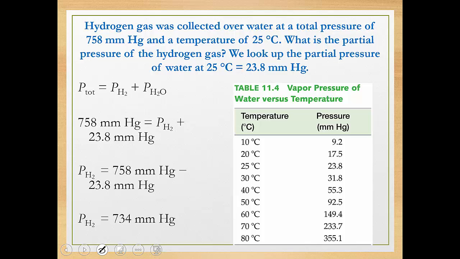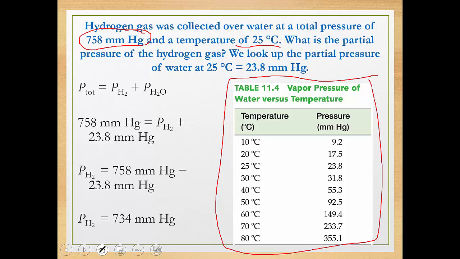All right, and let's say we have an example where we collect hydrogen gas over water that has a total pressure, so this is the water vapor and the hydrogen gas, 758 millimeters of mercury, and this is at a temperature of 25 degrees Celsius. We want to know what is the partial pressure of just the hydrogen. Now there are tables that tell you partial pressure of water at a particular temperature. Okay, and that is this table 11.4 here. So we know we're at 25 degrees Celsius. So at 25 degrees Celsius, the pressure of the water vapor will be 23.8 millimeters of mercury.